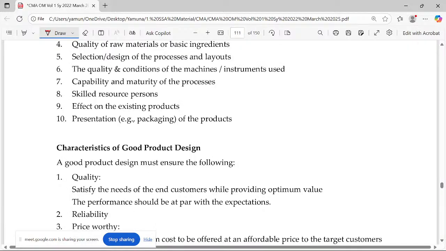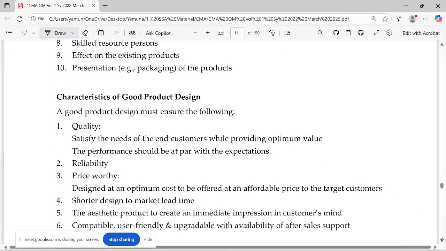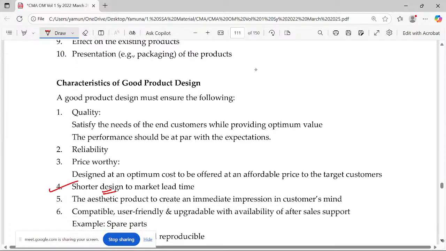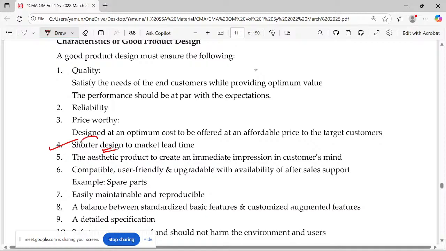So let me go to the next study. Characteristics of a good design. The fourth point: shorter design to market lead time. Shorter design means the time period should be such that it reaches the market immediately. When you design the model, the finished design has to lead to the market immediately. The aesthetic product will create an immediate impression in customers' minds.